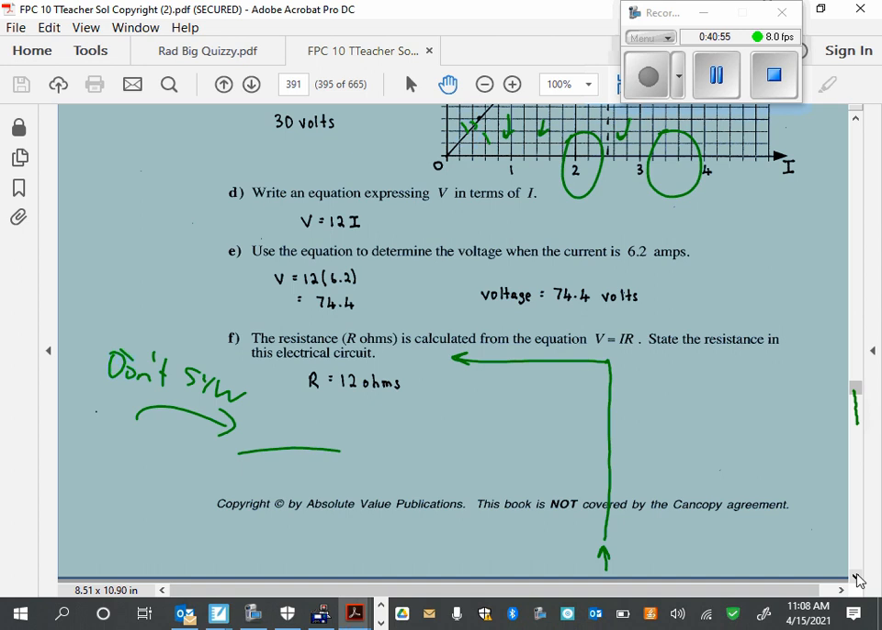Next page for you, but same page here. If I use the equation, there it is. I'm not going to ask you F. Don't even worry about that one. It's just dividing.